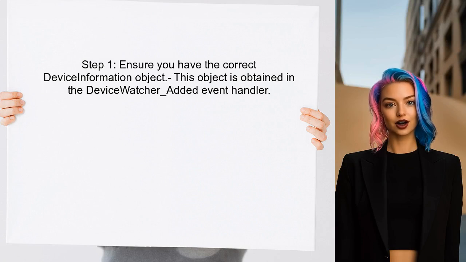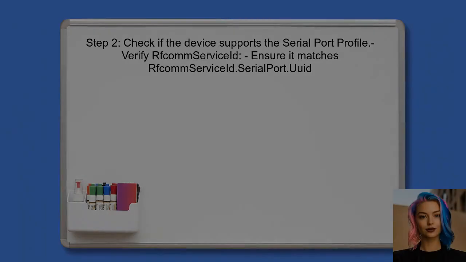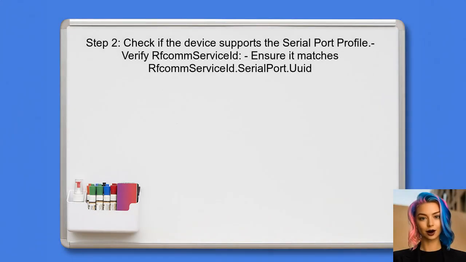To retrieve the COM port name for the Bluetooth device, the user should first ensure they have the correct DeviceInformation object. This object is obtained when the DeviceWatcher Added event is triggered. Next, the user should check if the device supports the serial port profile. This can be done by verifying that the device's RFCOMM service ID matches the serial port UUID.